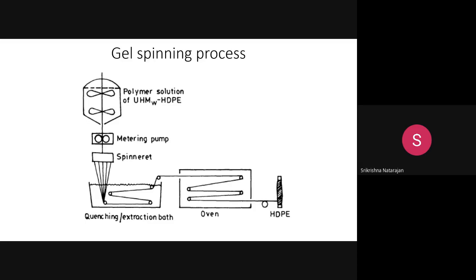You can extrude it so that the polymer chains will connect with each other, and it will have fewer chain ends, and it will lead to a good fiber with good strength and orientation.